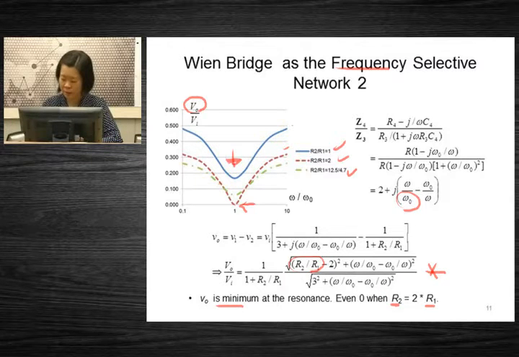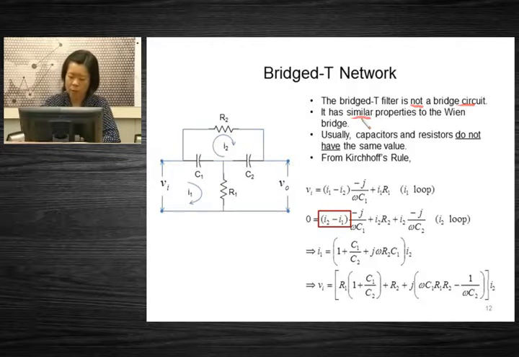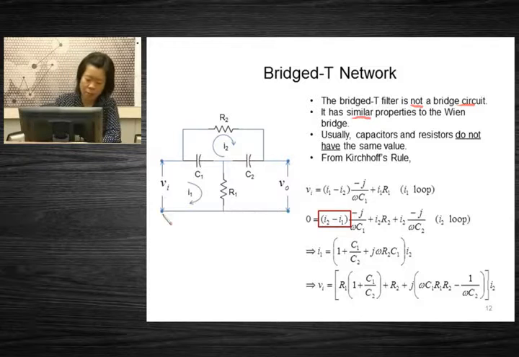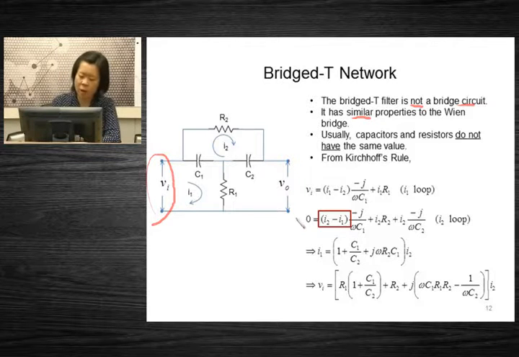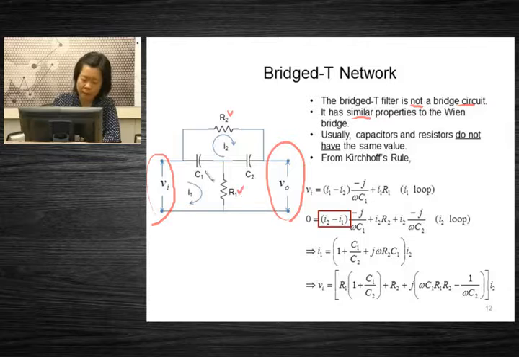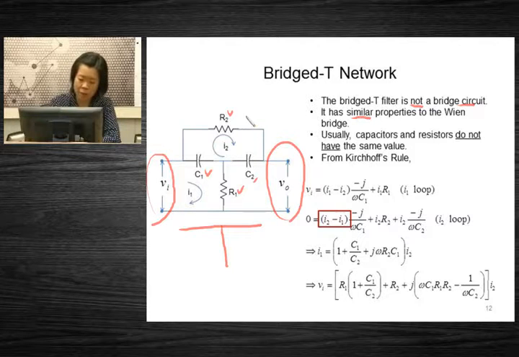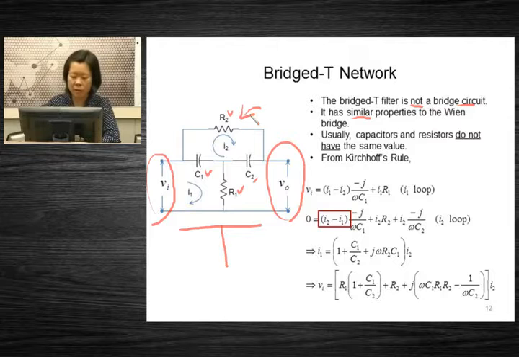Okay, so let's change the topic. Bridged T network. This is not a bridge circuit. However, it has similar properties to the Wien bridge. We have input part and we have output part. And between them we have R1, R2, and C1 and C2. This circuit looks like a T. And then we have some kind of bridge at the top. So that's why this is called a bridged T network.